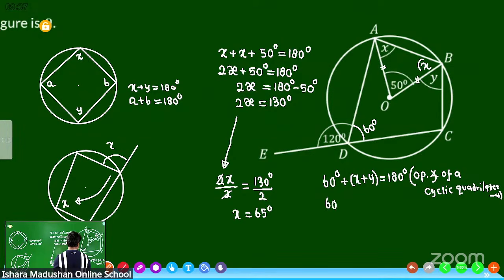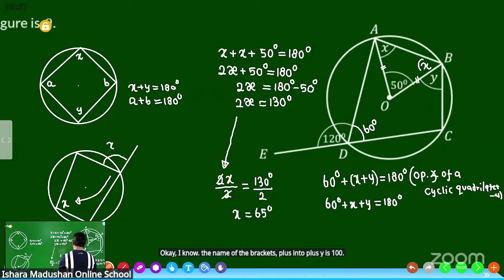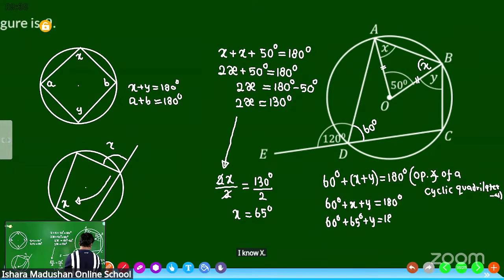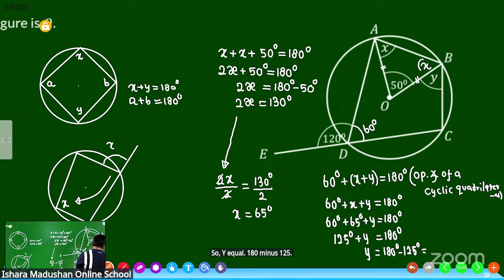Okay, I know. Remove the brackets, 60 plus 65 plus y is 180. I know x. Sixty plus 65, it is 125, plus y equals 180. So y equals 180 minus 125. It is 55.